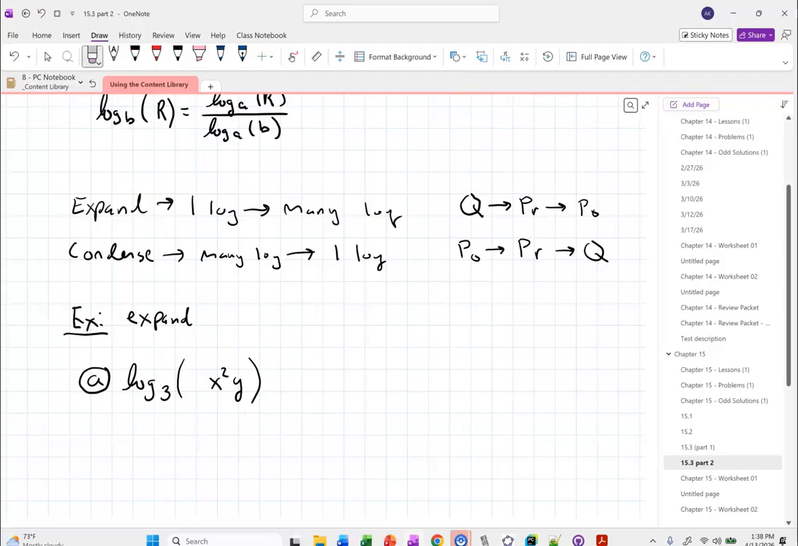Actually, let's do that. So our first example is going to be log base 3 of 5x squared y.